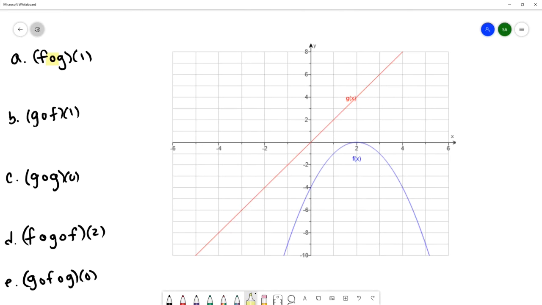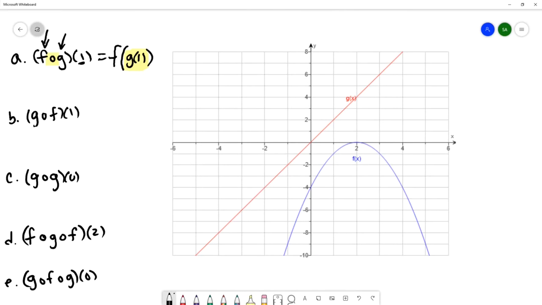Composition is the operation where we substitute one function inside of another function. F, listed first, is the outside function, and G, listed second, is the inside function. So we want to substitute G inside of F, and this value here is going to get substituted inside of G. So if we go one step at a time, looking inside the parentheses, we want to find G of 1.